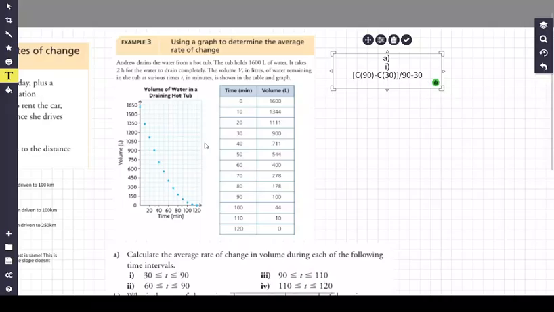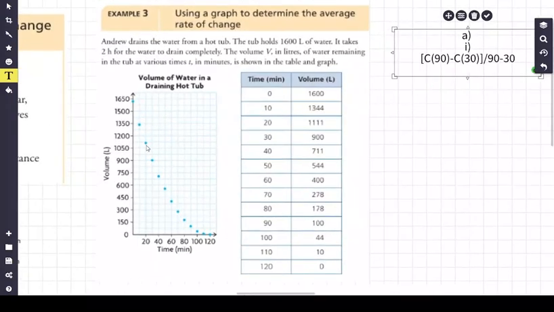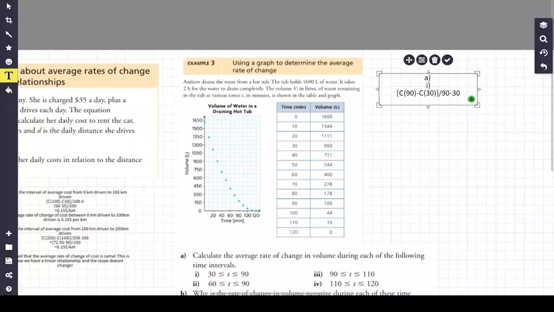Obviously you can draw secant lines. You could draw a line from 30 to 90, which is over here. But you could also do it algebraically. If you use a secant line, you're going to get 100 minus 900, over 60, which is going to give you negative 13.3. So I hope you can do both methods. Try out both methods for the rest of these.